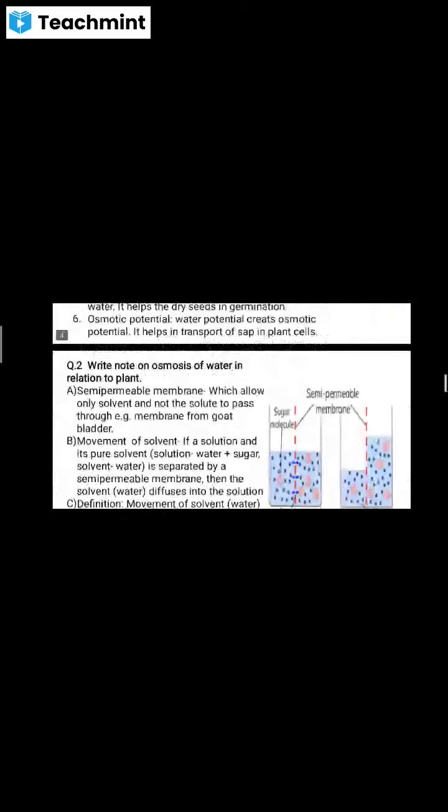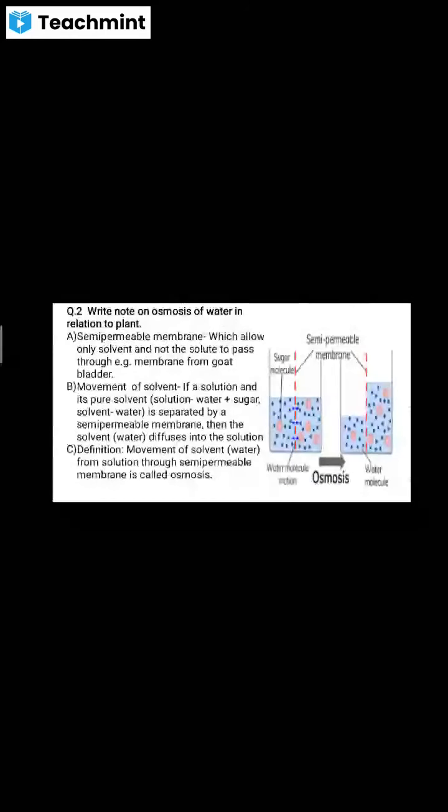The next question in your syllabus is: write a note on osmosis of water in relation to the plant. So what is osmosis? Osmosis means that when the solvent or the solute passes through a semi-permeable membrane, that is called osmosis.